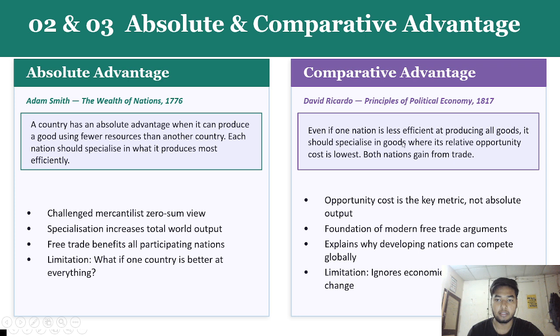Even if one nation is less efficient at producing all goods, it should specialize in goods where its relative opportunity cost is lowest. Both nations gain from trade. Here are key points of this also. Opportunity cost is the key metric, not absolute output. It is the foundation of modern free trade arguments.